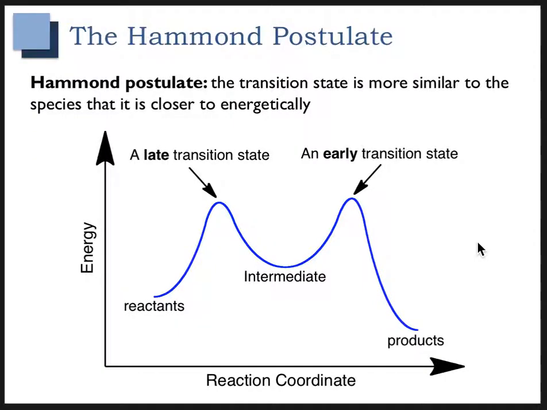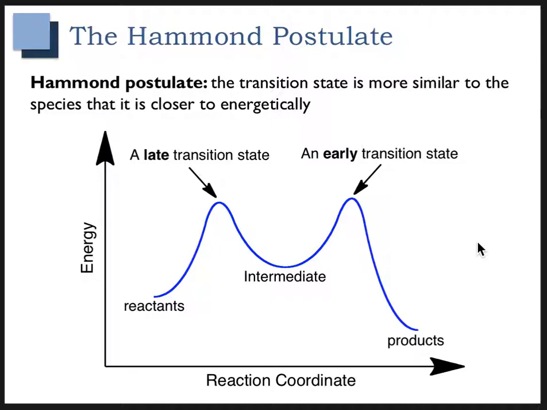This is video 3 for chapter 8. In this video, we're going to be talking about the Hammond postulate. Now, the Hammond postulate, as you can see in the definition here, is a situation that occurs when the transition state is more similar to the species that is closer to it energetically. So what do I mean by that?